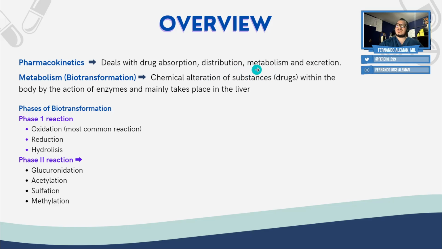Our main focus here is metabolism, also known as biotransformation. Metabolism or biotransformation is all those chemical alterations of the drugs that happen in our human body, and all these processes happen by the action of different enzymes, and mainly take place in the liver. So this is high yield.